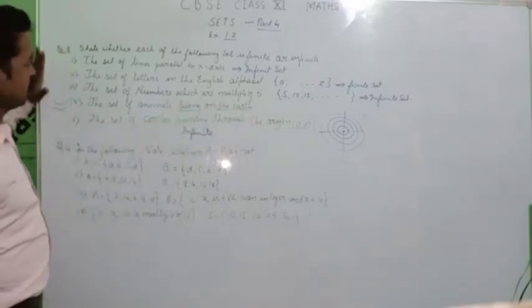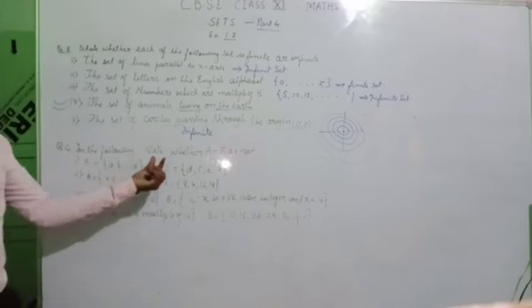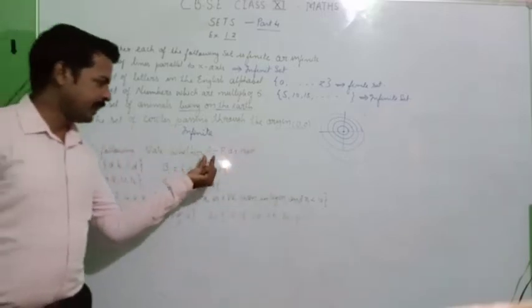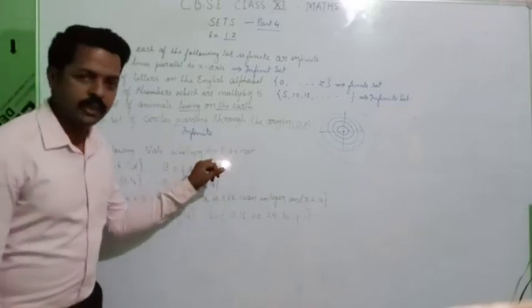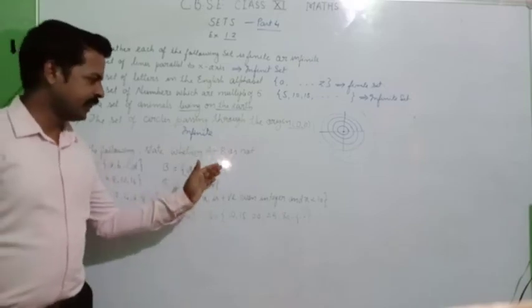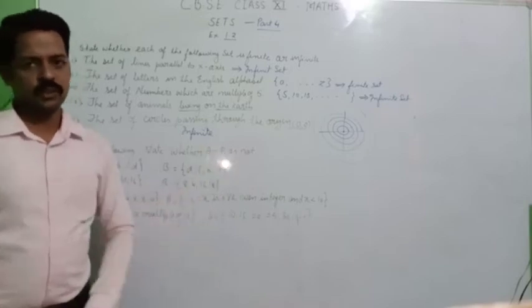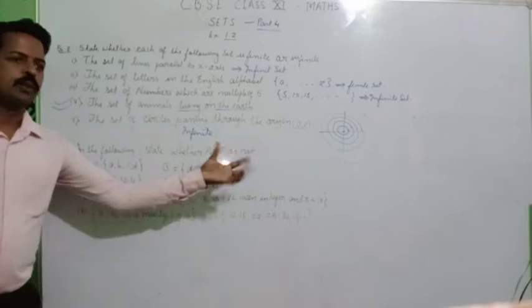I hope you have understood all the 5 questions. Now let's see question number 4. In the following, state whether A is equal to B or not. Capital letter A and capital letter B denote what? Sets. A and B are non-empty sets. We have to find out whether A is equal to B, meaning A and B are equal sets or not. In all the 4 examples, we have to check whether A is equal to B.